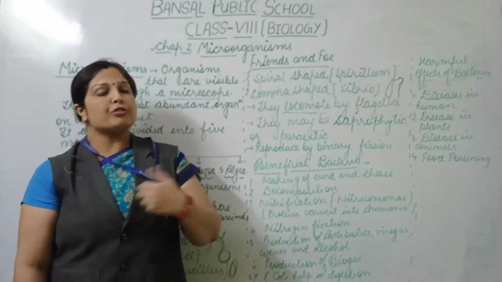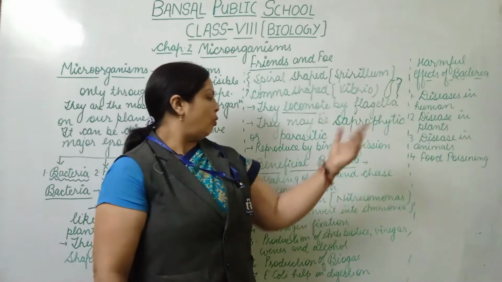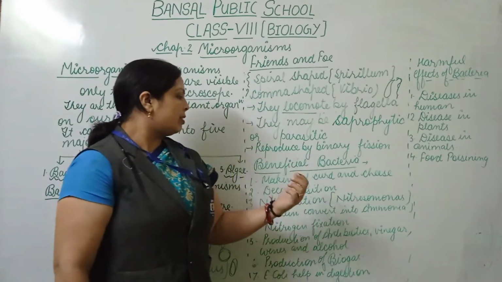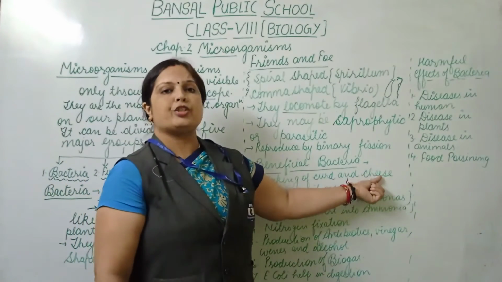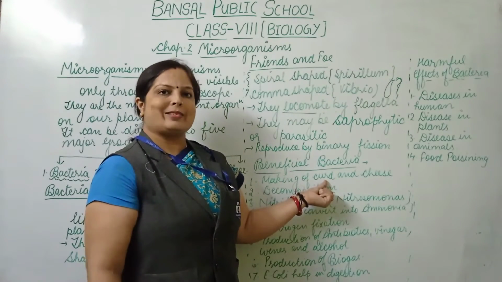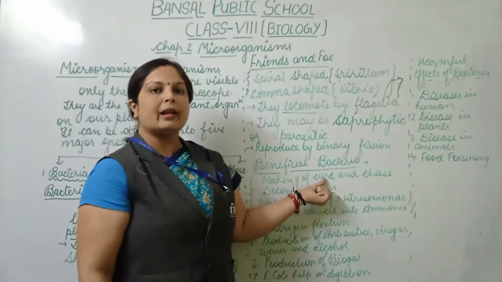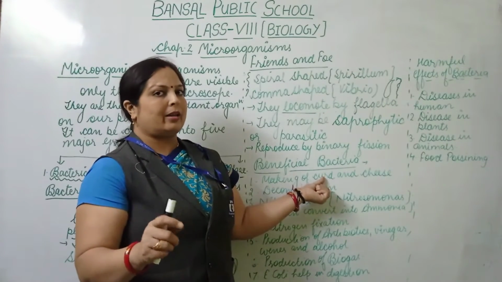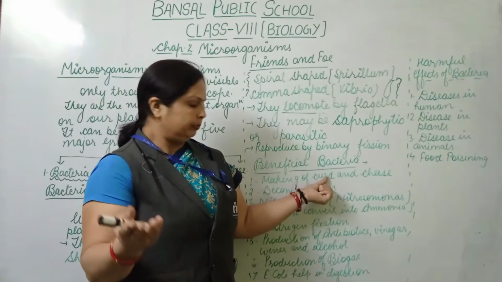But some bacteria are useful for us and some bacteria are harmful for us. So now, which bacteria are useful for us? Bacteria help in making curd and cheese. In curd, lactobacillus bacteria is present, which converts milk into curd. That means lactobacillus bacteria convert the milk sugar lactose into curd.